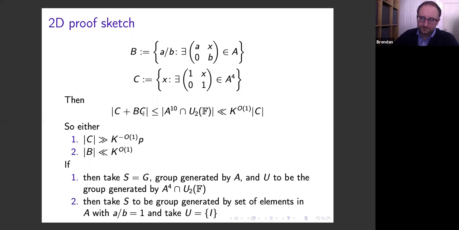sum product set. On the other hand, if A is an approximate group, then the number of products here doesn't actually change the size of the set too much. So this set here with A to the 10 is not much larger than you would get if you had A to the 4. And so we have that this combination of sums and products doesn't grow very much. And so combined with the sum product theorem, remember this term on the left is at least some constant times p, or it's size of B to some delta.